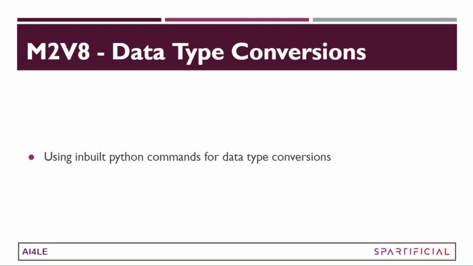Hello guys, welcome to the 8th video of Module 2, and here we are going to talk about how you can take a particular data type and convert it to some other data type. For example, if I'm having a float, how can I convert that into string? So all these kinds of data type conversions you are going to understand in this particular video. So let's get into it.